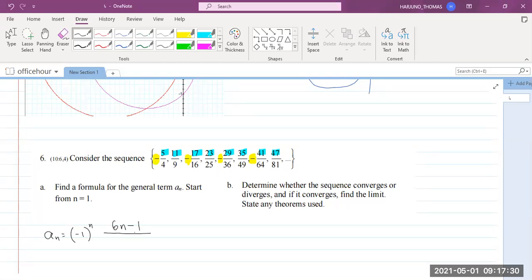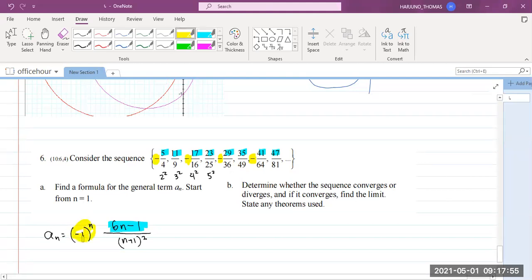Now the denominator: this is 2 squared, 3 squared, 4 squared, 5 squared. But it starts from 2 instead of 3, so it will be (n plus 1) squared. Okay, so this is the blue, this is the yellow, and this is the green.